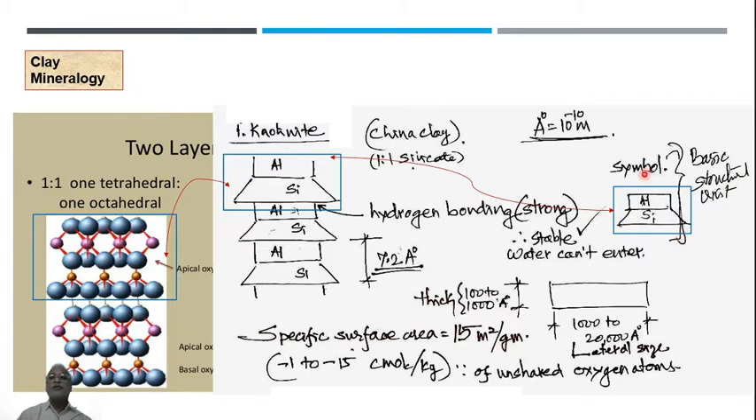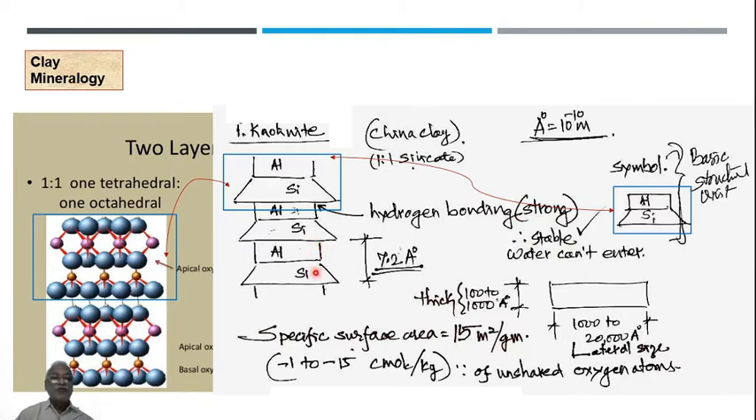The symbol for one combination, a 1:1 clay mineral, is this. Now such a number of layers will be there. As I told you, in between there is an interlayer, and here in case of kaolinite, this is bonded together by hydrogen bonding, a very strong bond. Because of that it is stable, water cannot enter easily, right?